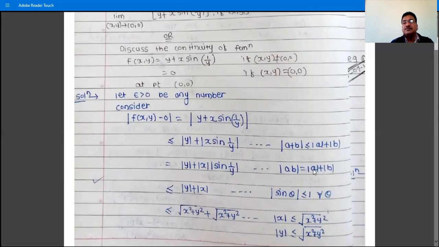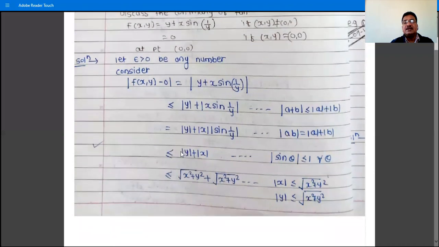So mod a into b is mod a into mod b, and that is less than or equal to mod y plus mod x. Why? Because mod sin theta is always less than or equal to 1 for all theta. That is, take any theta.